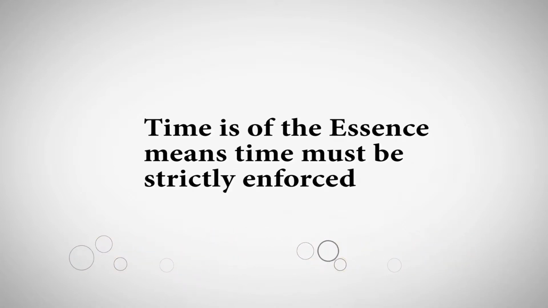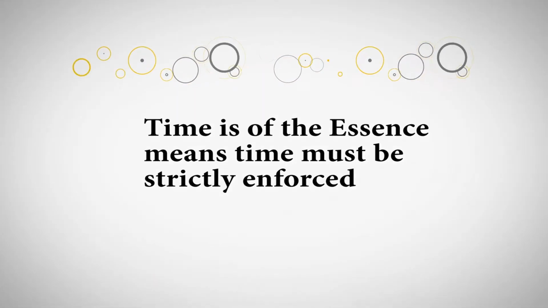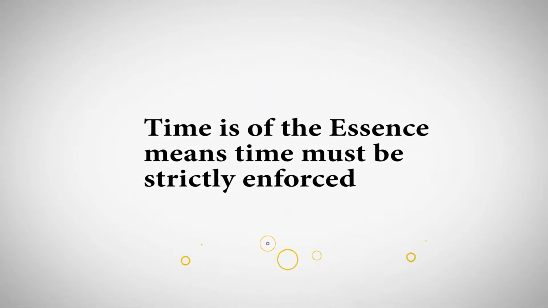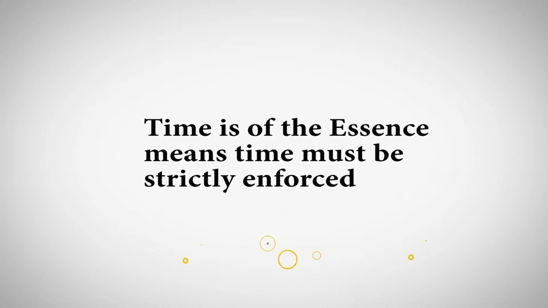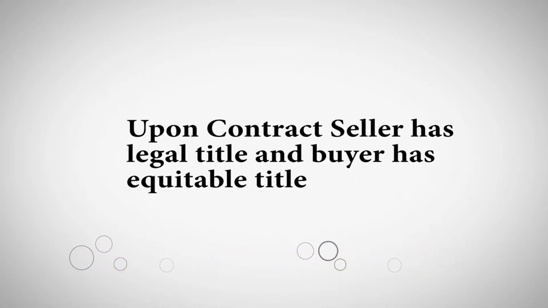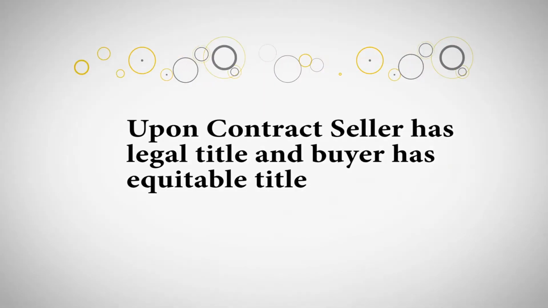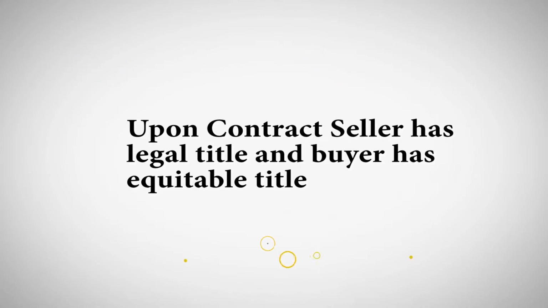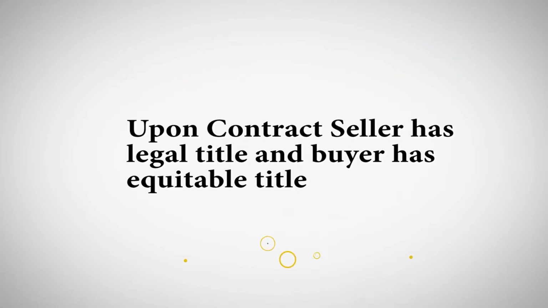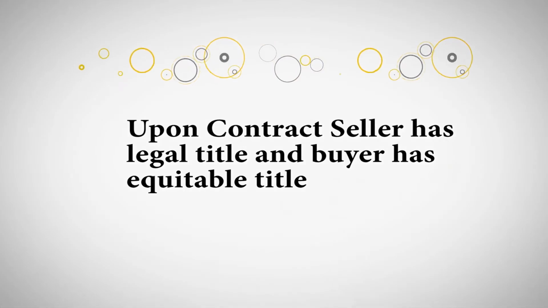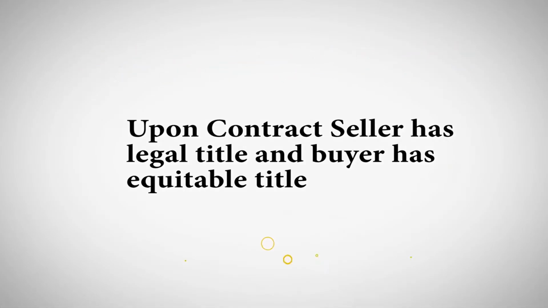Remember what time is of the essence is. Time is of the essence simply means that time must be strictly enforced, that if you breach a time, that contract may become voidable. The seller, up until the day of closing, remember, will always have legal title to the property. The buyer will have what we call equitable title. In other words, they have an interest to the property, but they won't have legal title until the closing occurs.